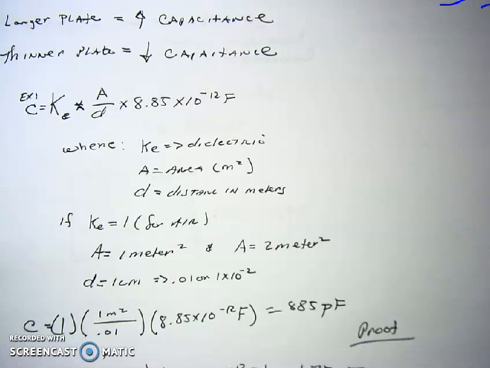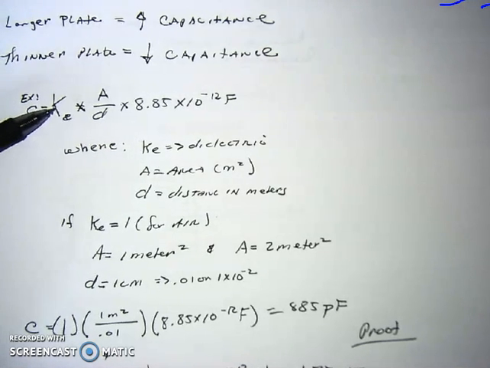So, basic concepts of a capacitor. A larger plate equals more capacitance, and a thinner plate equals less capacitance. This equation that I have here is in your book, and we're not going to go into it too deep. But basically what this says is capacitance is equal to the dielectric K.